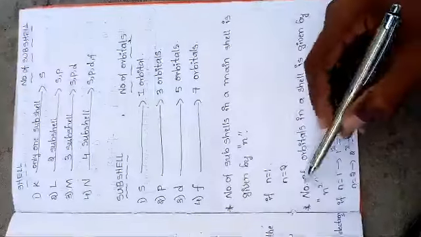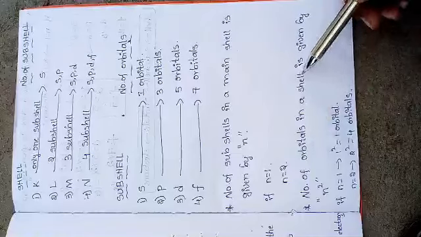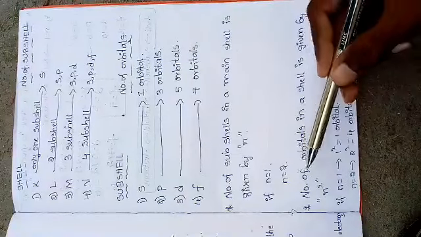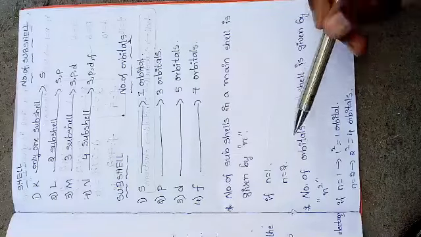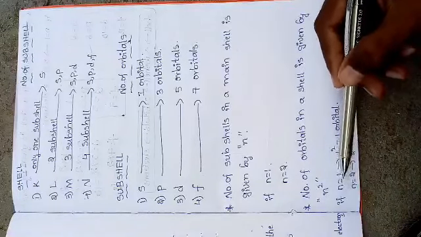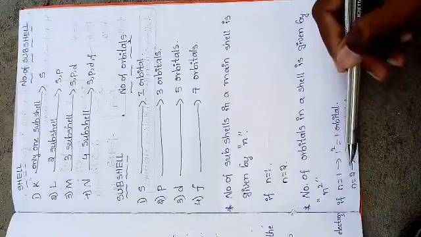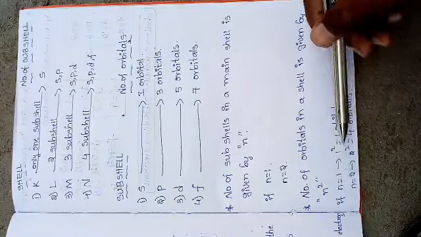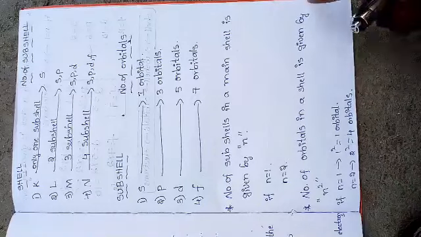Next topic is how to find orbitals in a shell. Here number of orbitals in a shell is given by n square, meaning the formula to find the orbitals in a shell is n square. If we take the first shell, n equals 1, if we substitute in the formula, we get 1 orbital. If we take the second shell, we get 4 orbitals.